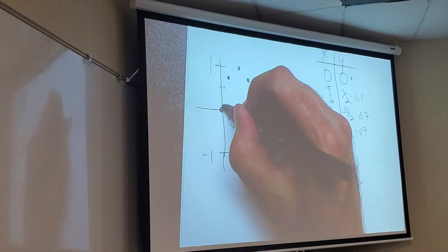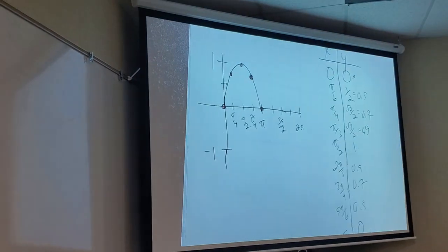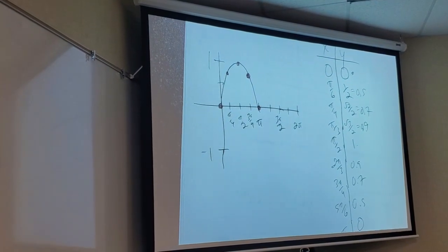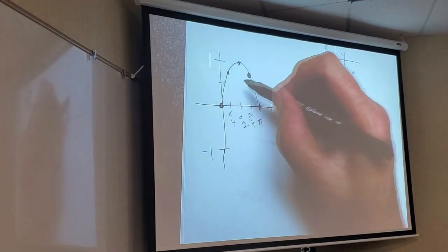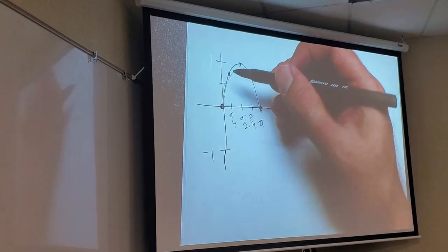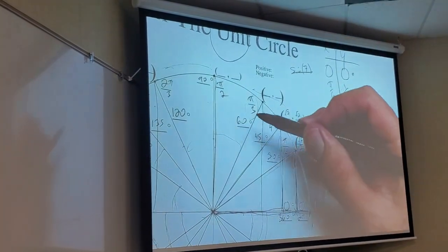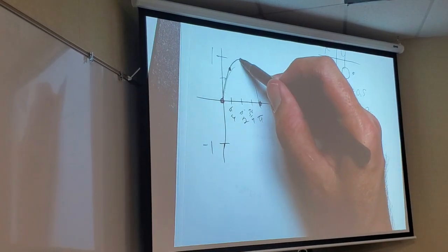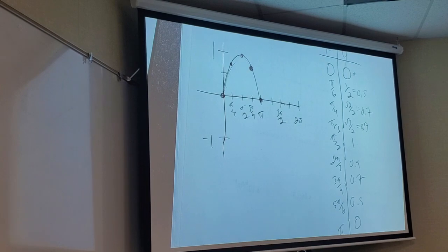So it's got this kind of wave shape. As it approaches 90 degrees, the y side slowly grows. Once it's past 90, it starts to shrink again because now I'm getting less and less y, more and more x.